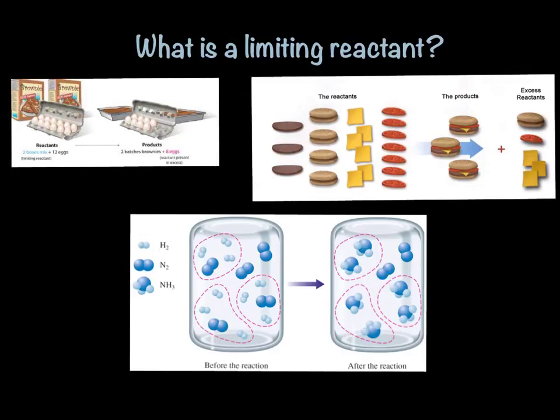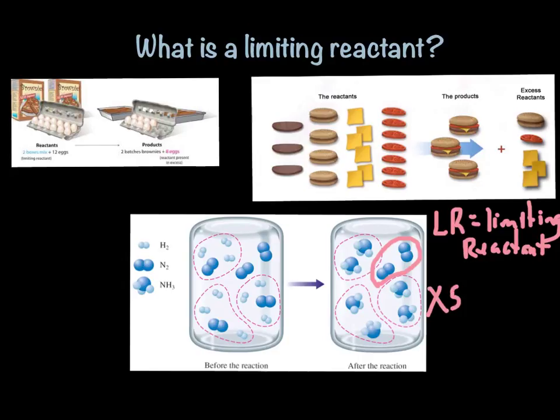Now these are some terms that we need to know. And we need to be able to identify that the leftover ones here are the excess reactants. Some terms that you need to know are LR, that means limiting reactant. That's the one you run out of. And then another one is XS, which means the excess reactant. That's the one that you're going to have extra of.